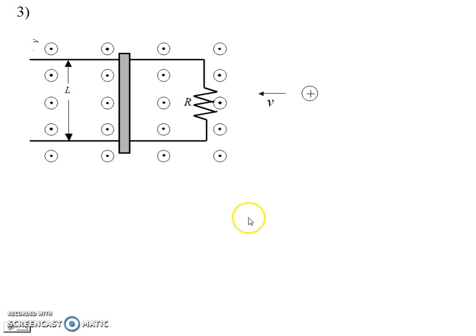Inside the magnetic field, which is pointing, well, that's all these dots. The field is out of the page, so you do your right-hand rule. The charge is moving to the left. The field is out of the page. Each of these protons feels a force to the top of the page.